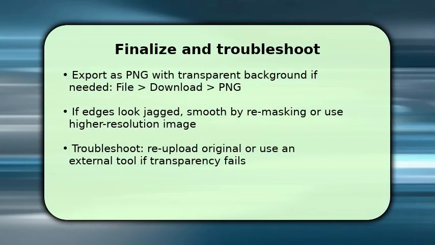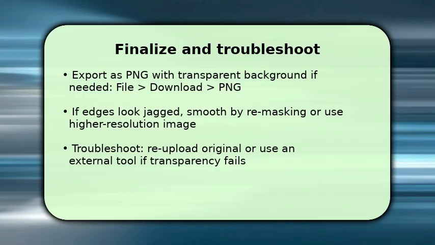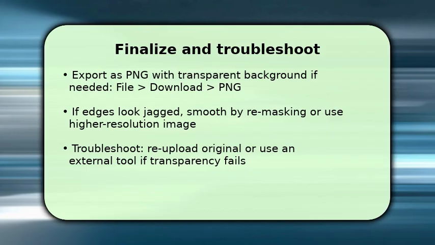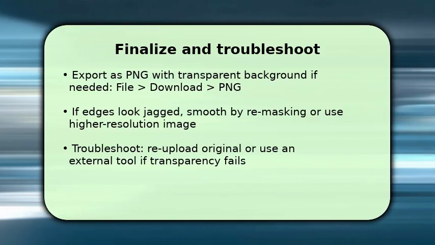Finally, you tidy the composite and export or place the cutout where needed. If you want true transparency, download the object as a PNG with transparency via file download after isolating it on a blank slide. Make sure to check edges. If they look jagged, remask at higher zoom or start with a larger image for better results.